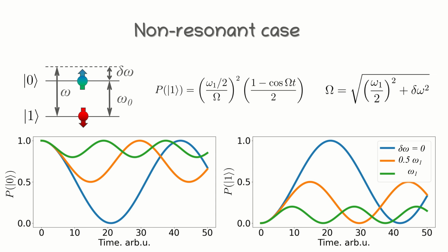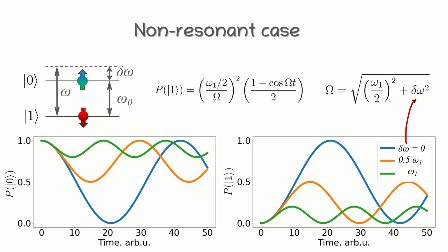Let's analyze what we just got. Consider the general non-resonant case. On the left side, you see the probability to measure state 0 as a function of time. And on the right side, the probability to measure state 1 for different values of delta omega. Delta omega is equal to 0, 0.5 omega 1, and omega 1. Delta omega is the difference between the transition frequency and the frequency of the irradiating field.